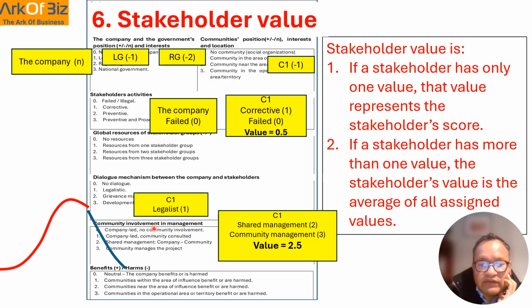In the community involvement element, for community 1, we have shared management with a value of 2, and community management with a value of 3. So the final value here is the average of these two values, which means 2.5. So the rule is this: if one stakeholder has only one value, that value represents the stakeholder score. But if a stakeholder has more than one value, the stakeholder's value is the average of all assigned values. Okay?